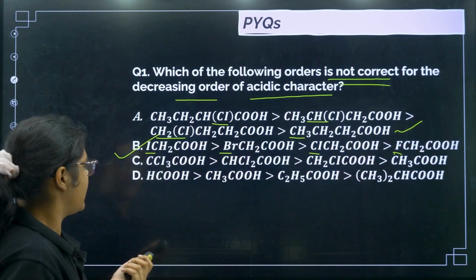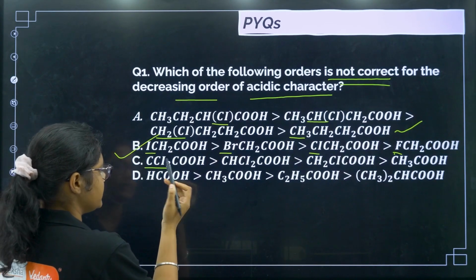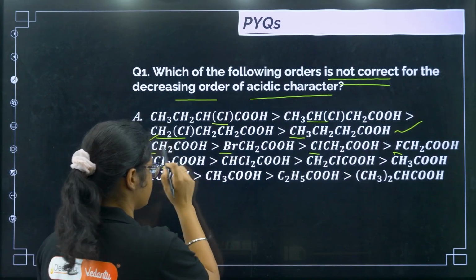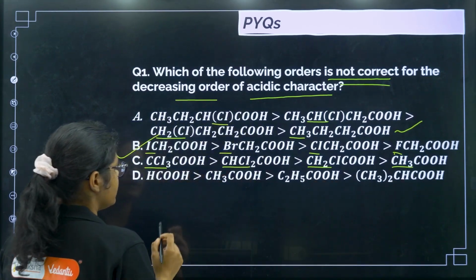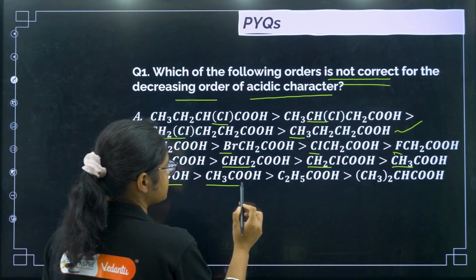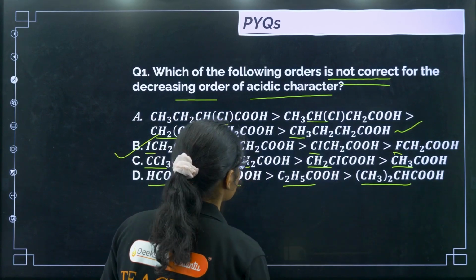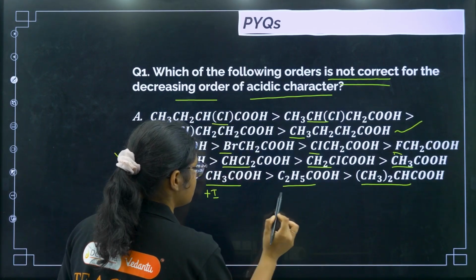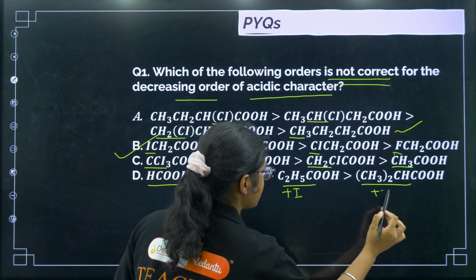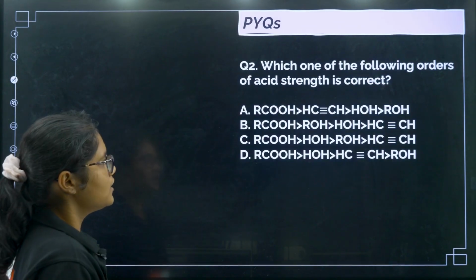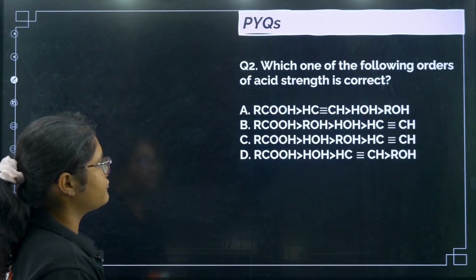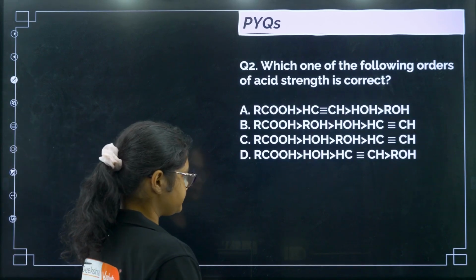Next, there are 3 chlorines, so definitely it will be more acidic because it can withdraw more. Here 2 chlorines, here 1 chlorine, here no chlorine. Next, HCOOH, CH3COOH, C2H5COOH, CH3CH2CH2COOH. These all have a plus I effect, so they will be less acidic.